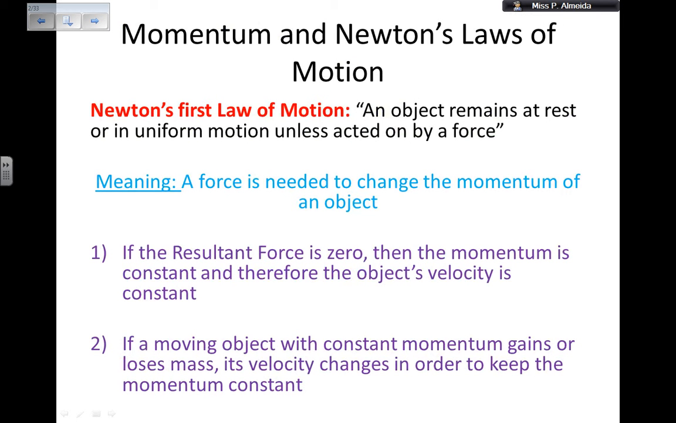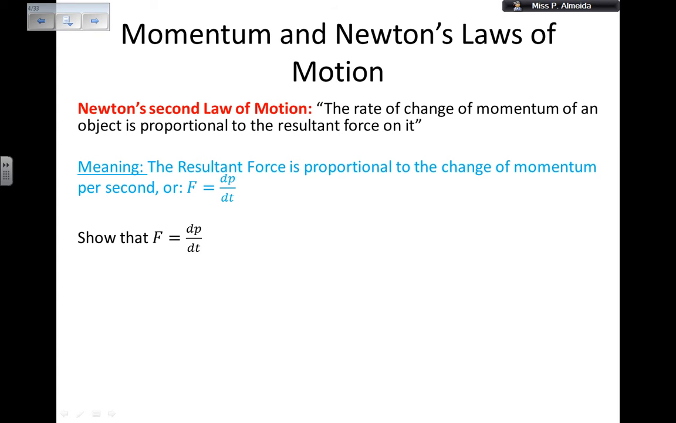Now, momentum and Newton's laws of motion. Newton's first law of motion says that an object remains at rest or in uniform motion unless it is acted on by a force, an unbalanced force. So that means that an object is going to change its movement if a force is applied to it. So, if the resultant force is zero, the momentum is constant. Therefore, the object's velocity is constant. And if a moving object with constant momentum gains or loses mass, the velocity changes in order to keep the momentum constant. So basically, we are just applying the law in terms of momentum, okay?